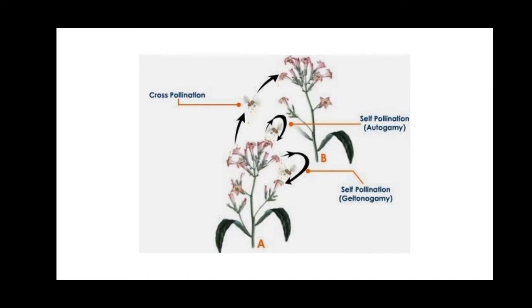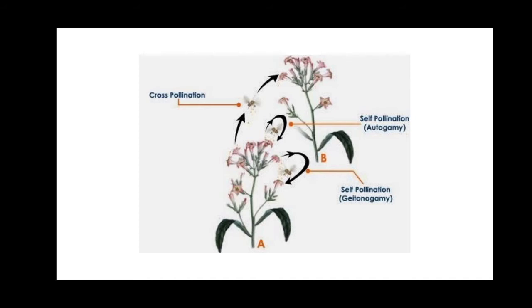So in the process of cross pollination, definitely there will be involvement of some sort of agents. It was discussed in the previous video. There are several kinds of agents, and for exploiting those agents, the flower actually brings about some modifications in its structure. So we will be discussing that.